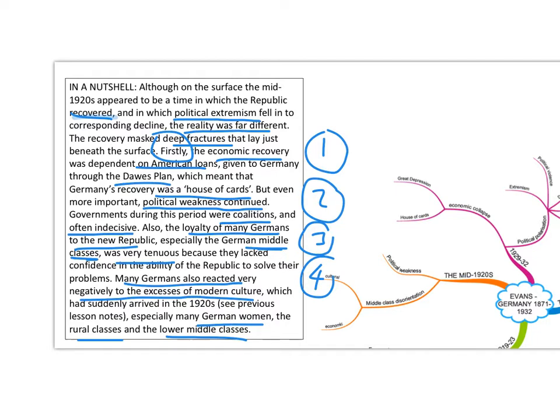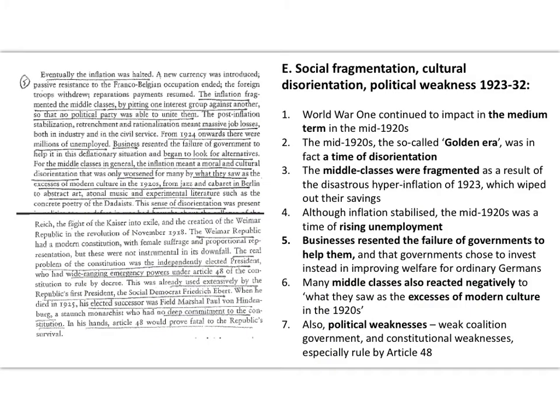And it was these groups, the middle classes, the women, the rural classes, and the lower middle classes, who unsurprisingly were the big backers of Hitler in the early 1930s. Okay, so that's it in a nutshell. And again, I've called it social fragmentation, cultural disorientation, political weakness. So again, I think all the points in a nutshell are covered there.